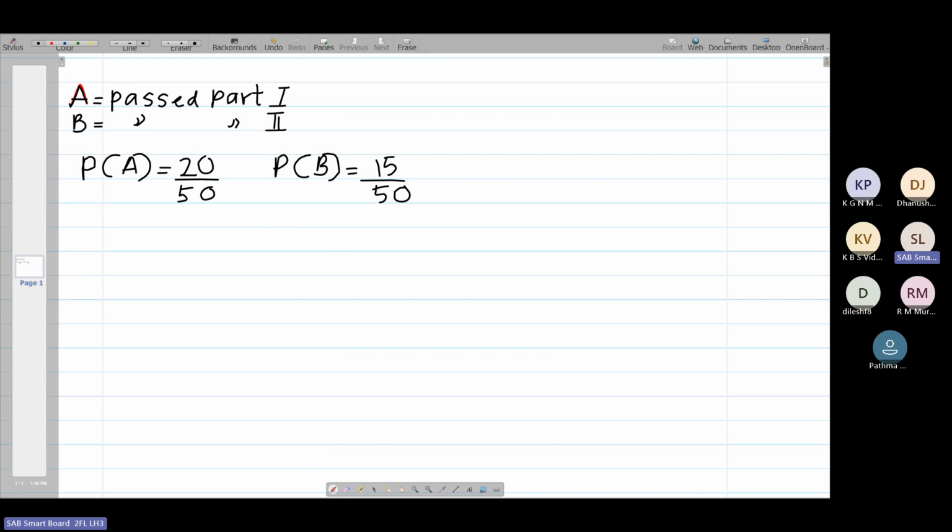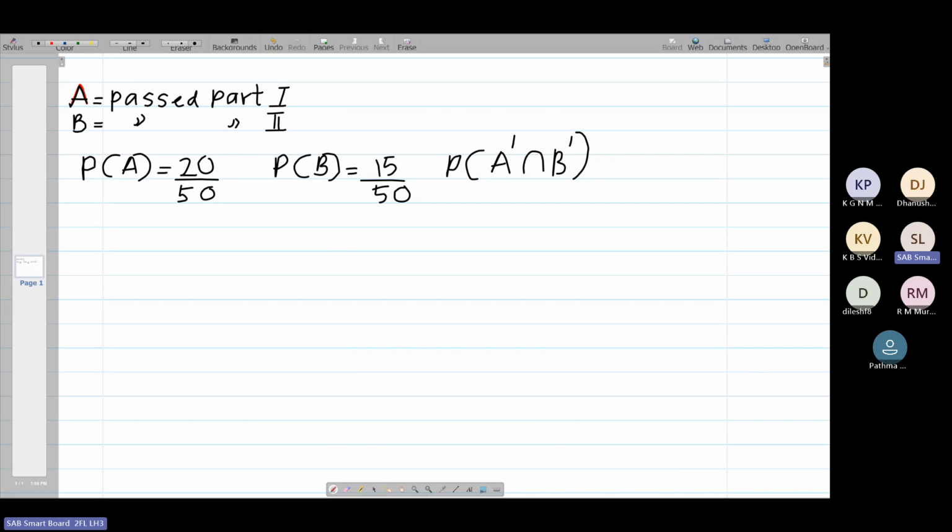Okay. Then the other one says what? 18 students failed both parts, part 1 and part 2. Event A and event B say the pass rate, pass part 1 or pass part 2. And then 18 students failed both parts. It means what? A means pass, no? Then fail means A dash. Then part B fail, B dash. Both parts fail means what is the event operation in here?